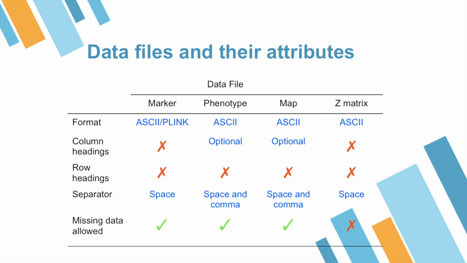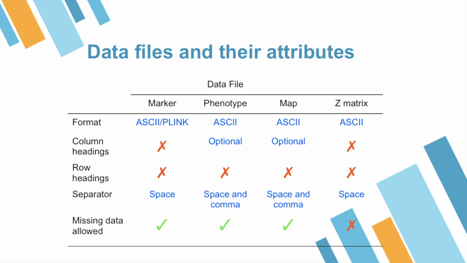So you can read this table as well as I can, so I won't go through every entry. That will just put you to sleep if you're not already asleep, but there are a couple of things that I will point out. So first of all, of the marker data files, we can handle p-link ped files or plain ASCII text files. Please don't include column headings in that file, and also in terms of row headings, don't include row headings in any of the files. Row headings are out. If you have row headings in the file, that's just going to cause us havoc.